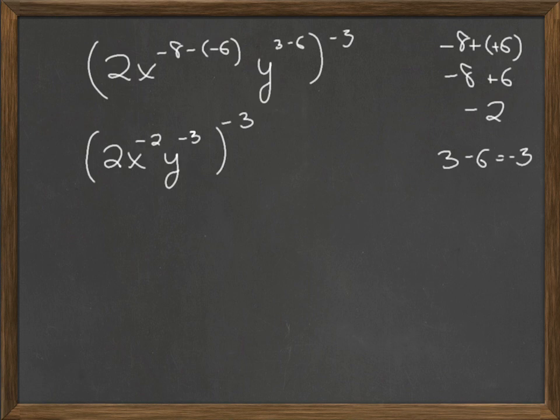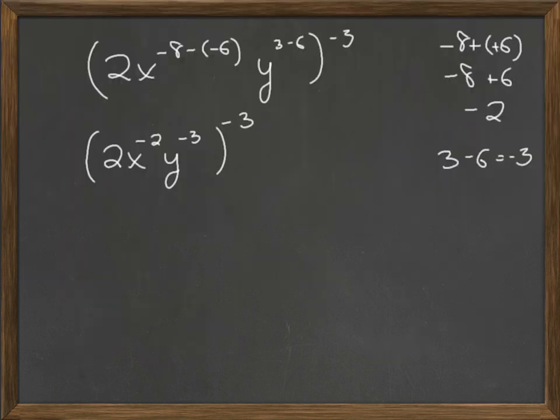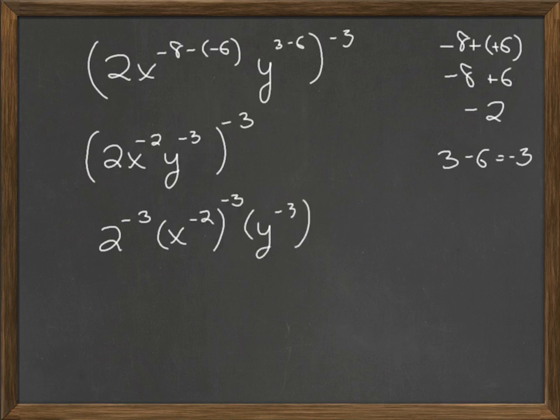So hopefully you can see that now if I apply the power rule with this negative 3, the probability of me making a mistake is much, much smaller than if I had applied it here to all of those terms inside the parentheses. So hopefully you believe me when I say this way is faster and easier. Okay, so we're going to go 2 to the negative third power. Then we have x to the negative second power raised to the negative third power. Then we have y to the negative third power raised to the negative third power. Again, I'm completely ignoring 2 to the negative third. I'm just leaving him alone until the very end.